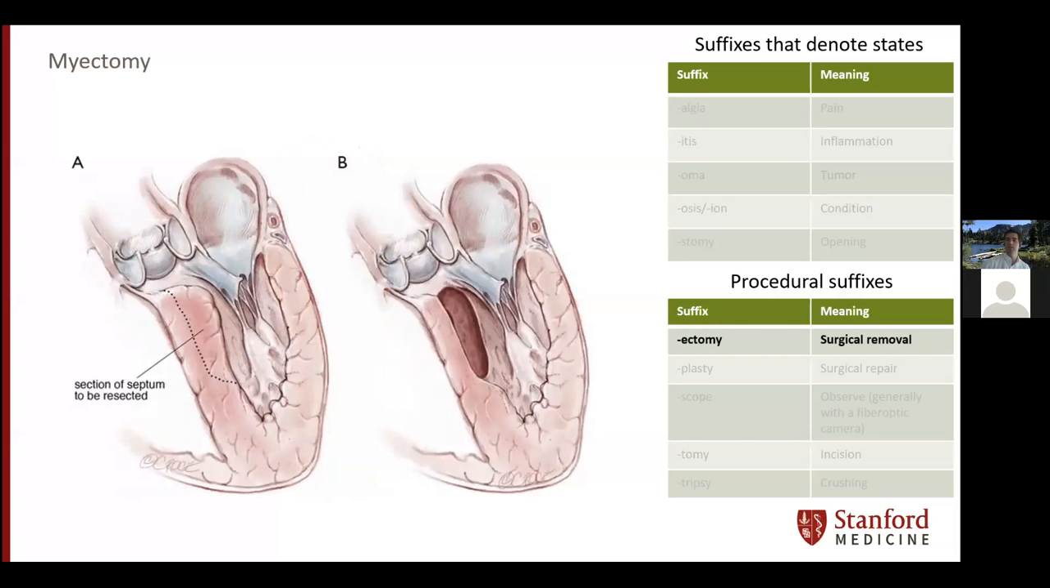It can also be used for procedures. So for example, a myectomy is when you actually surgically remove a piece of the muscle. So here's a picture of a myectomy used for hypertrophic cardiomyopathy, which is a condition where the muscle in the heart becomes too large and therefore it obstructs blood flow getting into the aorta. To fix that, we actually go in and we will surgically remove a piece of that muscle to open up the outflow tract into the aorta.